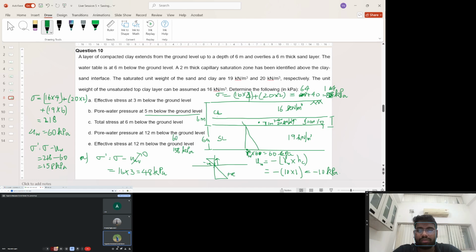This is 60 kPa. This is 104 kPa. This is minus 10 kPa. This is 48 kPa. Hope it is clear.